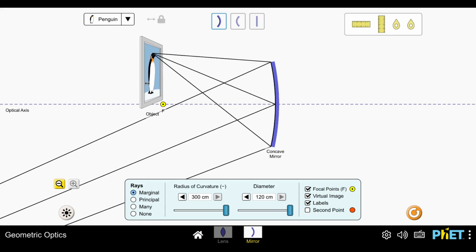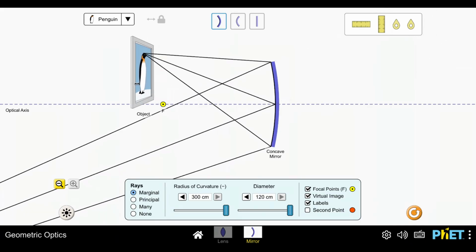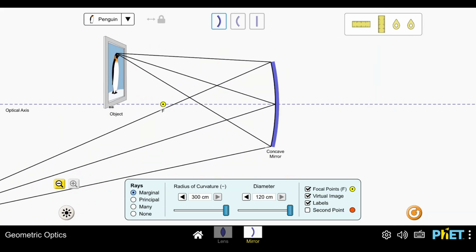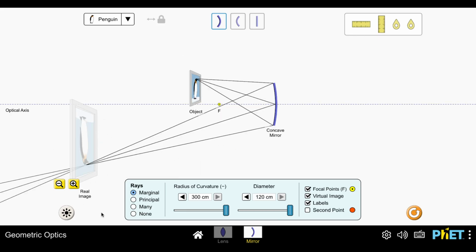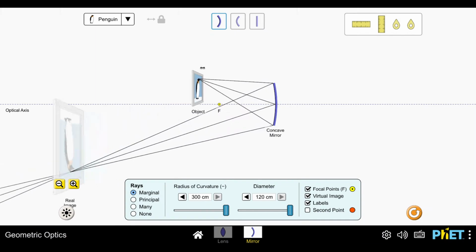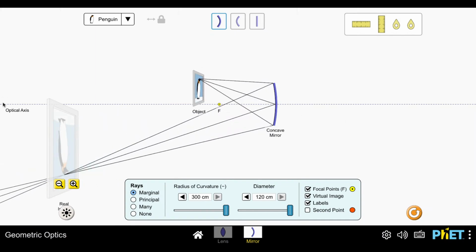Another interesting relationship is that if my object distance is behind this focal point, the image is going to be real. If I zoom out, you can see that this is a real image. Real images are always inverted, so they're flipped, upside down, and below where the actual object is. You can see the actual object is above my principal axis, but my real image is upside down and below my principal axis.